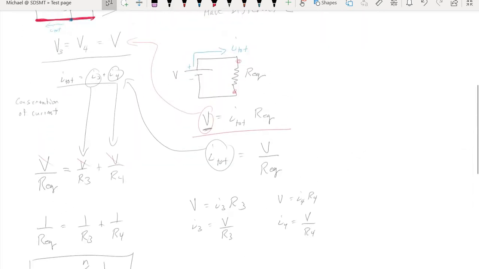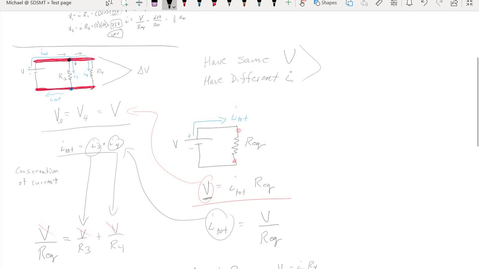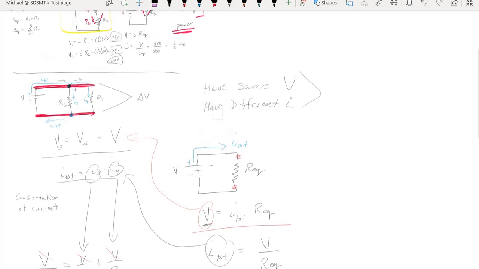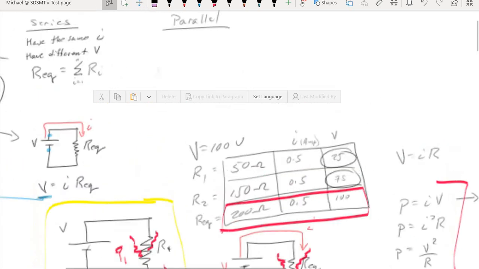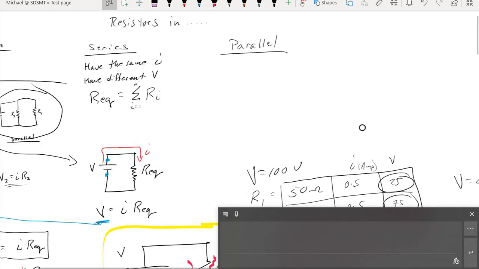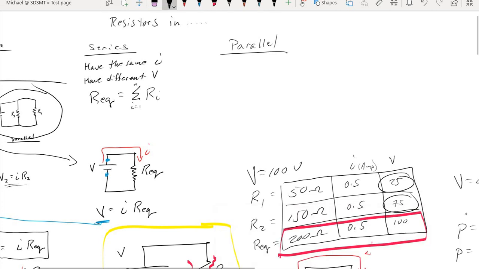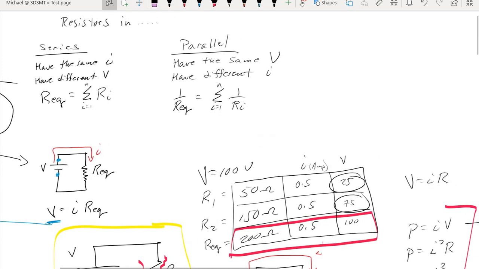So let's take that along with the side notes that we had there for our resistors in parallel, and we'll put it up here with the notes that we had for series. So resistors in parallel have the same potential, have different current, and we can find the equivalent resistance by taking the inverse summation of all the individual resistors that are connected in parallel.